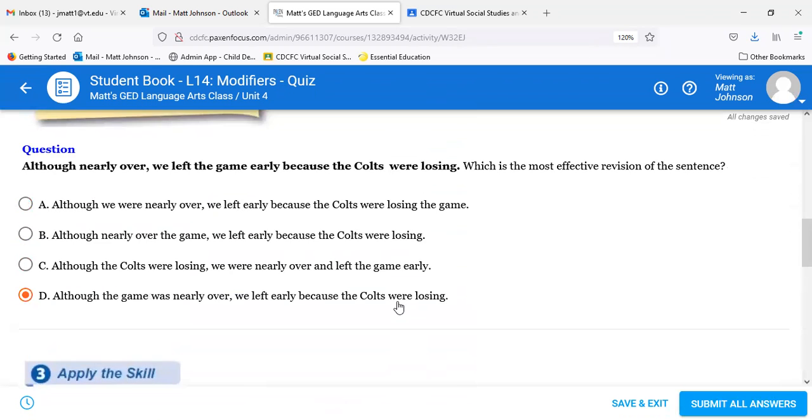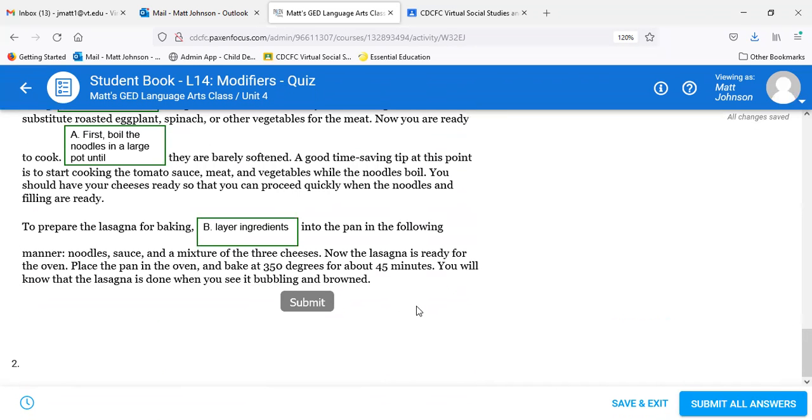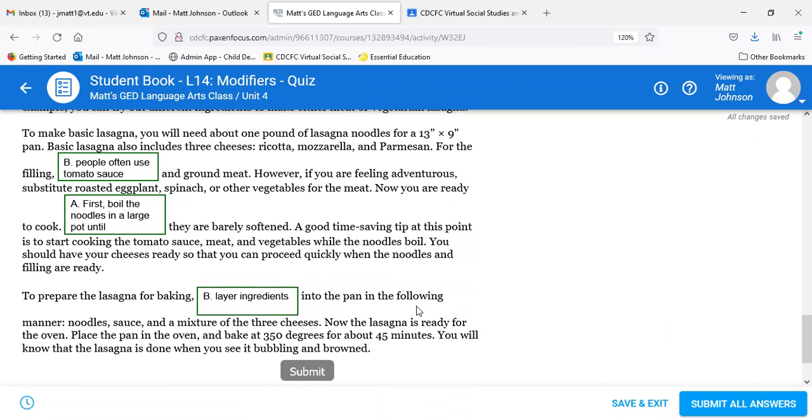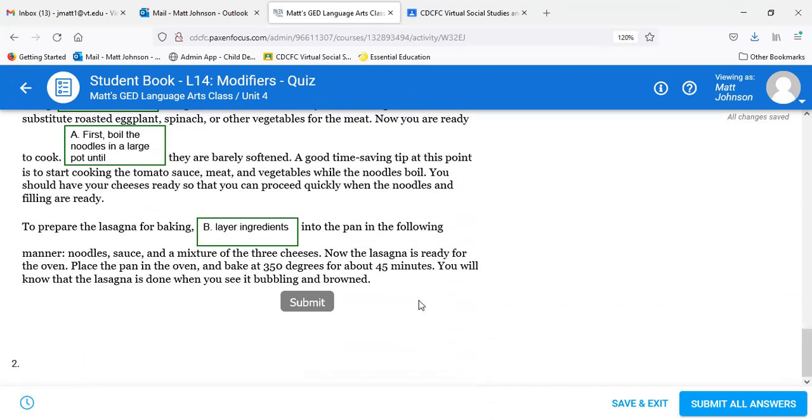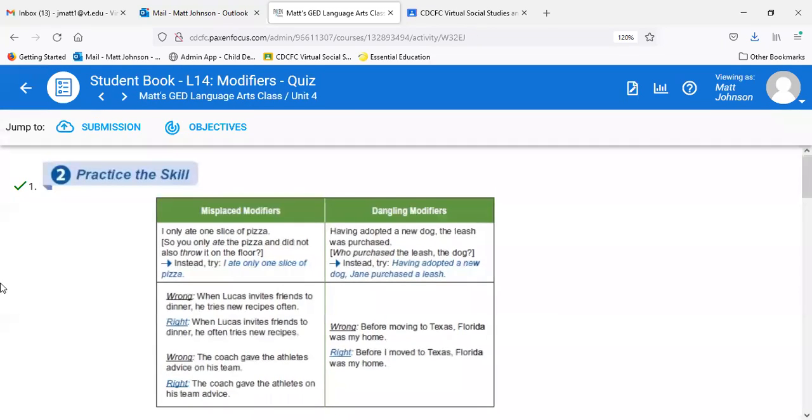All right. So D for the multiple choice, then B, B, A, B. Right. So on to the workbook.